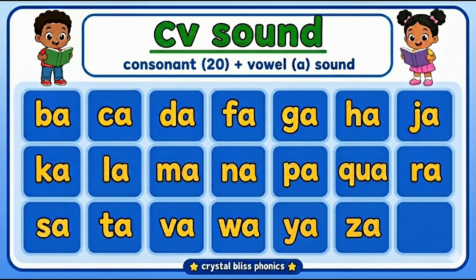So we have b, a, ba, k, a, ka, d, a, da, f, a, fa, g, a, ga, h, a, ha, j, a, ja, l, a, la, m, a, ma, n, a, na, p, a, pa, qu, a, qua, r, a, ra, s, a, sa, t, a, ta, v, a, va, w, a, wa, y, a, ya, z, a, za.